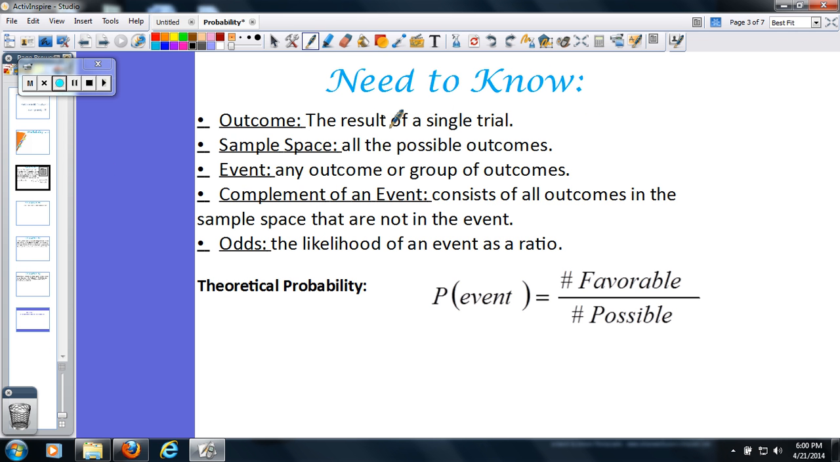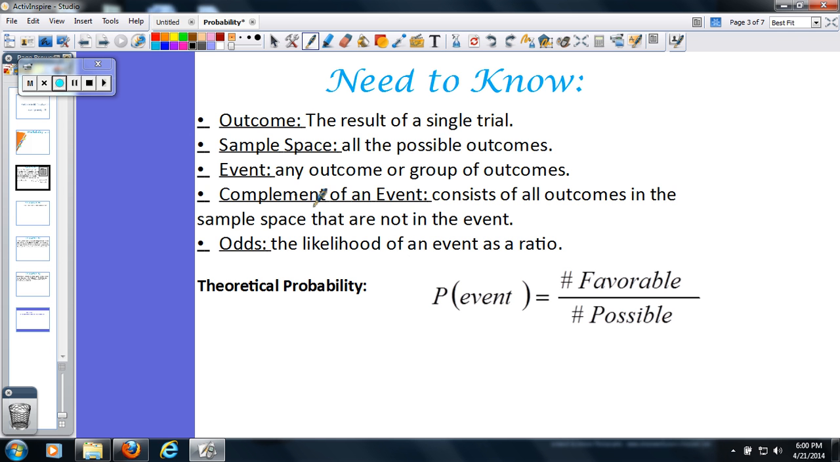So, a couple definitions you need to know. First one is called the outcome. It's the result of a single trial. Okay? So if I'm doing something, whatever the outcome is of one trial, that's called an outcome. Sample space, that's going to be all the possible outcomes, and I'll actually talk about some of this when we do these examples. The event is going to be whatever it is you're looking for the probability of. So any outcome or a group of outcomes. Complement of an event. So whatever the event was, it's everything else that consists in the sample space but is not included in the event. And then odds, it's the likelihood of an event as a ratio.